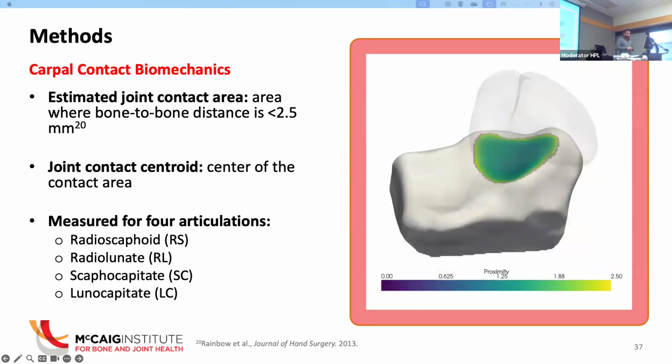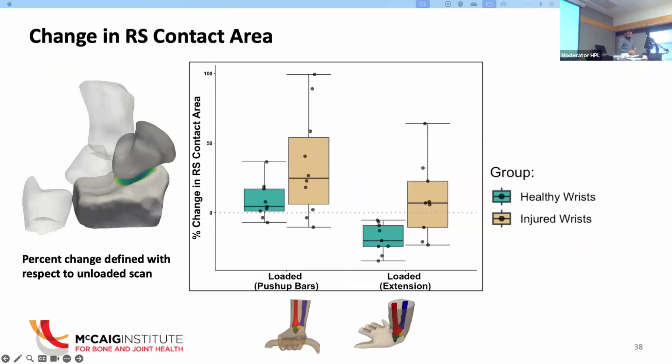So just taking a look at this for the radioscaphoid articulation here. This heat map represents all points that are within 2.5 millimeters of that scaphoid bone, and that's measured using a ray tracing algorithm. And then from there, we can get the weighted centroid of that area, and then we can apply that to multiple articulations. So on the left-hand side, there is the radiolunate articulation with that centroid denoted in blue, and the right-hand side is the radioscaphoid.